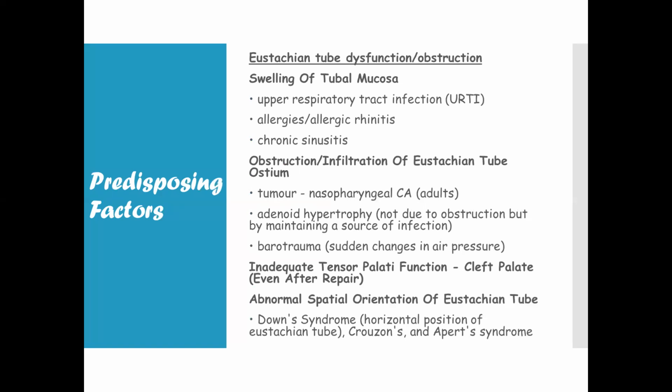That can be due to a tumor such as nasopharyngeal carcinoma in adults, or adenoid hypertrophy, which acts not by obstruction but by maintaining a source of infection. Barotrauma refers to sudden changes in air pressure. Then there is inadequate transpalatal function, which may be due to cleft palate even after repair. Abnormal spatial orientation of the eustachian tube occurs in Down syndrome, Cushing's, and Apert syndrome.